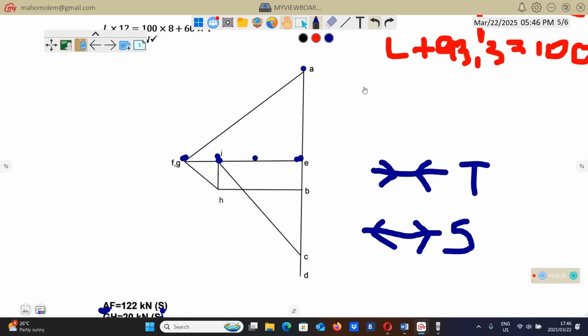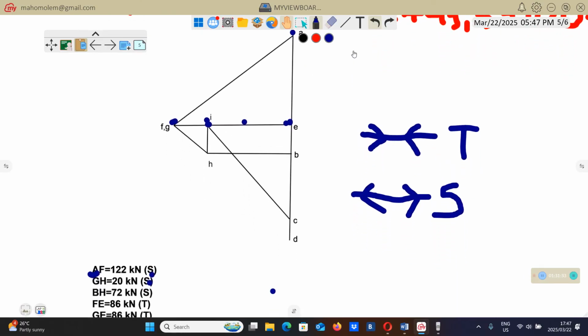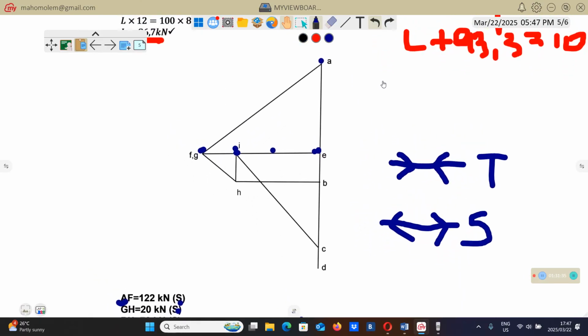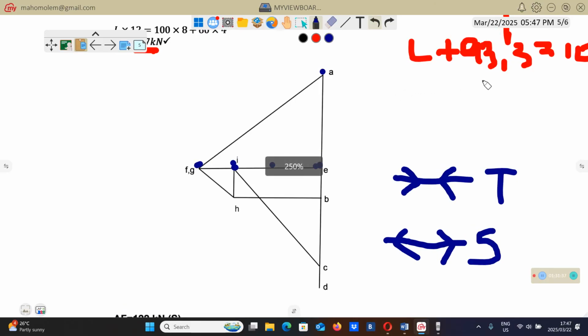Good. So how are we going to determine whether a member is a strut or tie? We've got different methods. But the removal method is one of them. The removal method, sometimes you will get confused, more especially if the framework is complex. So this one is the most reliable one. Let me show you how it works.